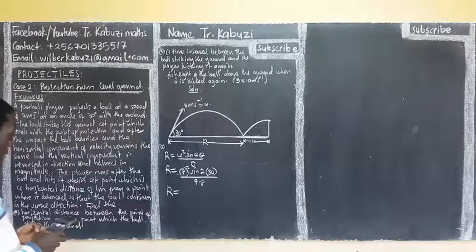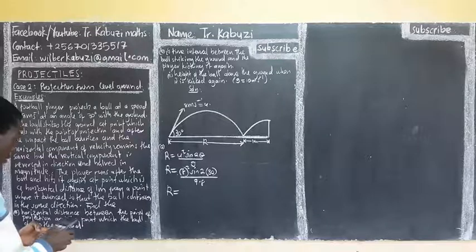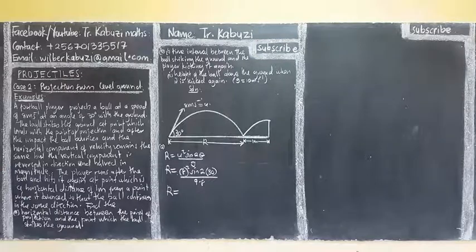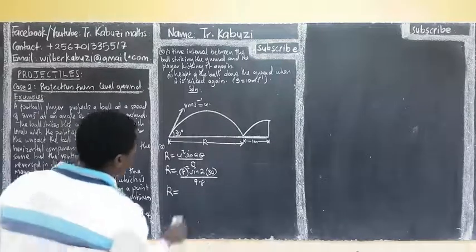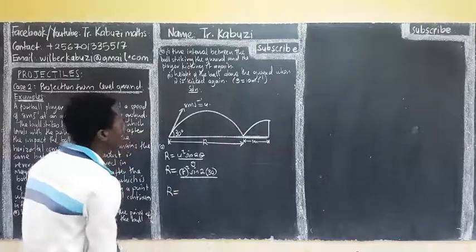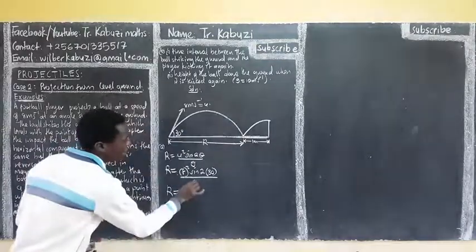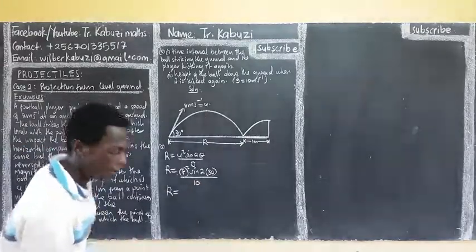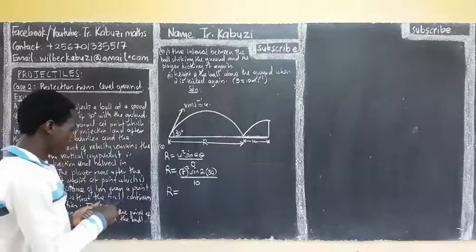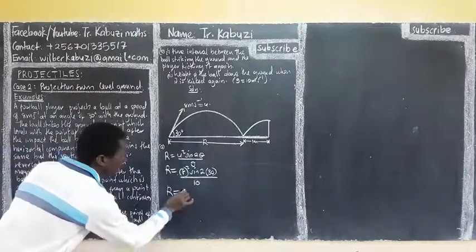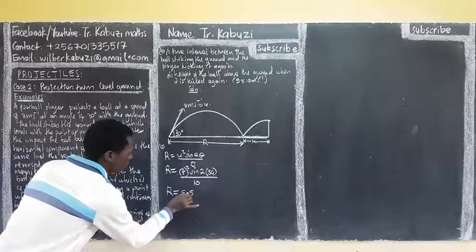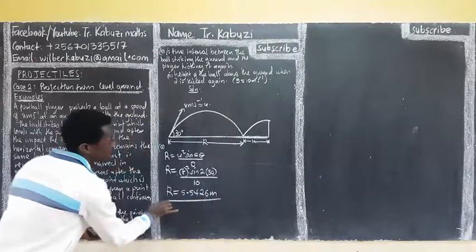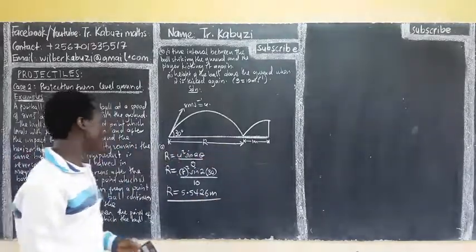They told us to take our gravity as 10. So taking gravity as 10, when you press that on the calculator, you must always be careful when they give you the value of gravity there. So here, when you press that one, you get 5.5426 meters. So this is the distance between the point of projection and where the ball bounced.